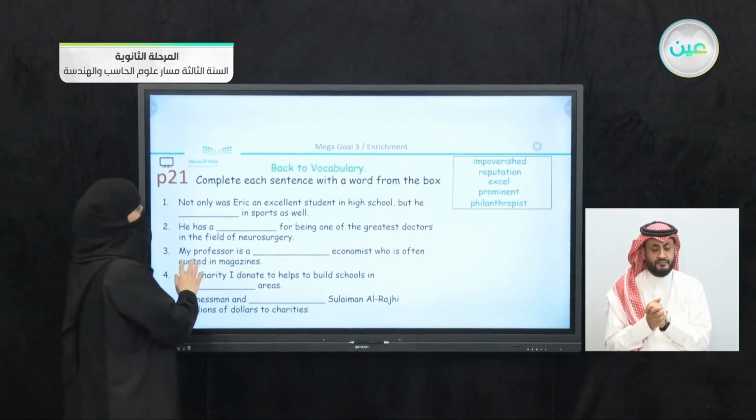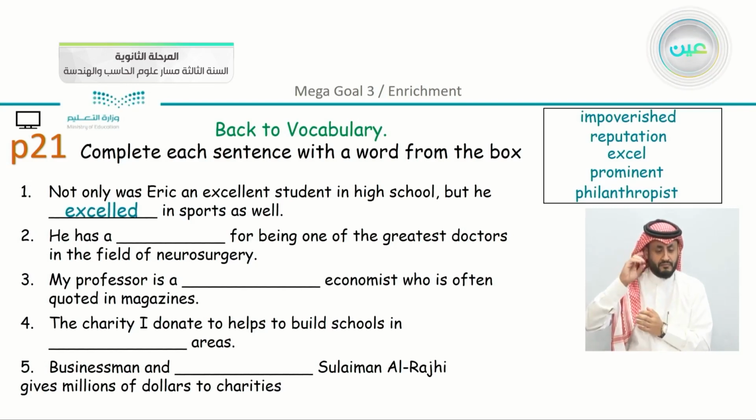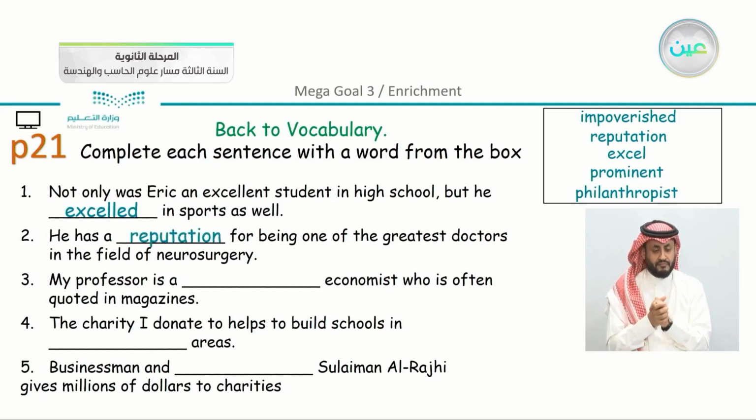We have the first one. Not only was Eric an excellent student, but he excelled. He has a reputation for being one of the greatest neurosurgeons. My professor is we can say, yes, a prominent economist. The charity I donate to helps to build schools in impoverished areas. And the last one, if you recall, businessman and philanthropist Sulaiman Rajhi.